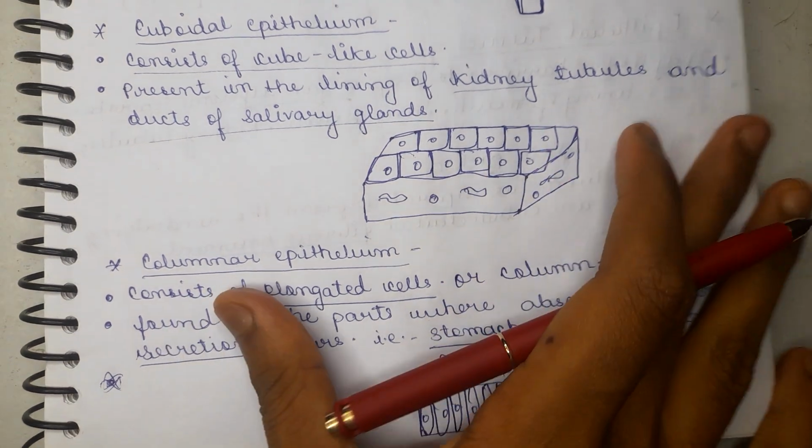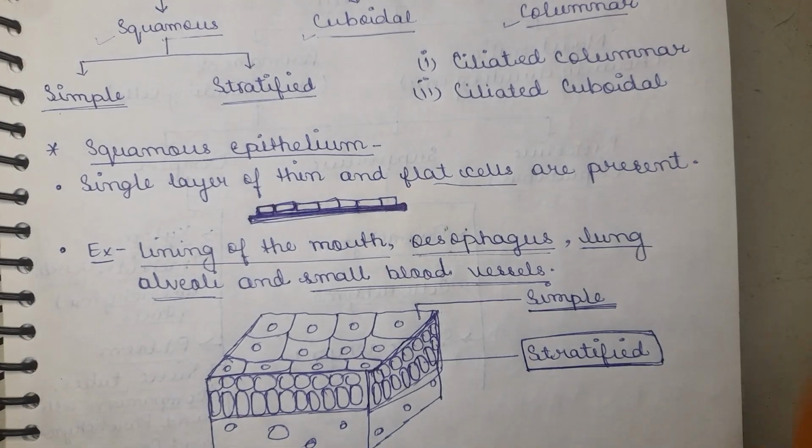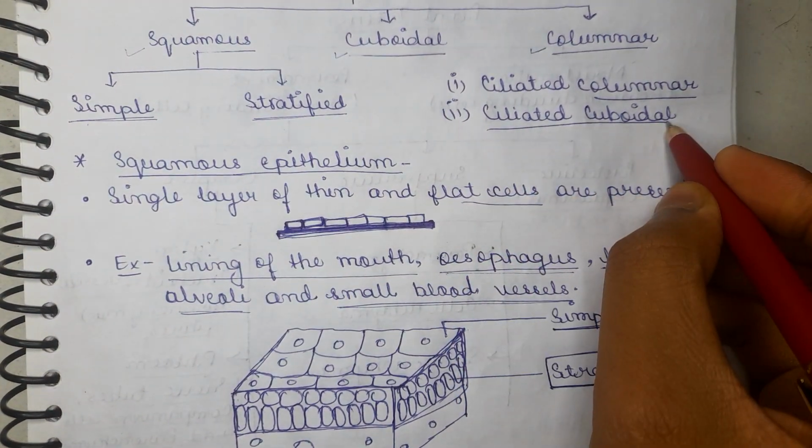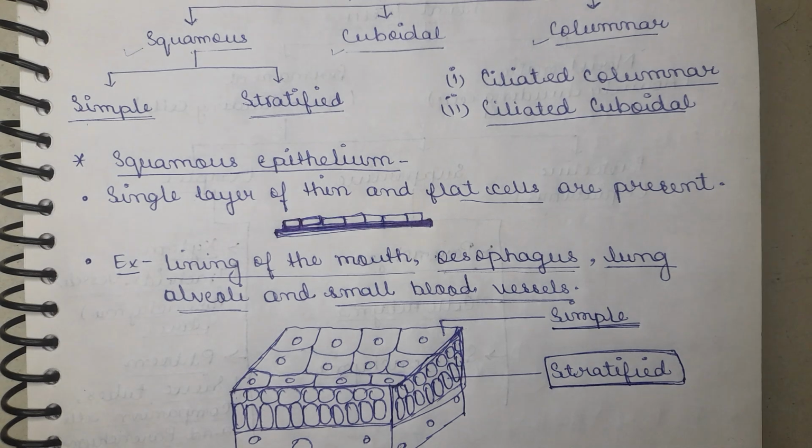Now the remaining two parts, the first one is ciliated columnar epithelium and the second one is ciliated cuboidal epithelium. We will discuss them in the next video in brief.